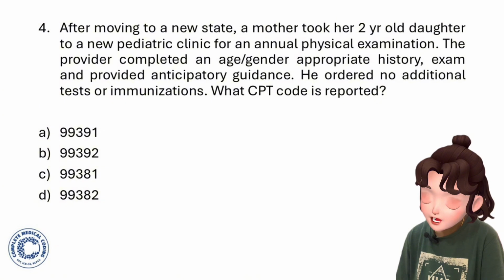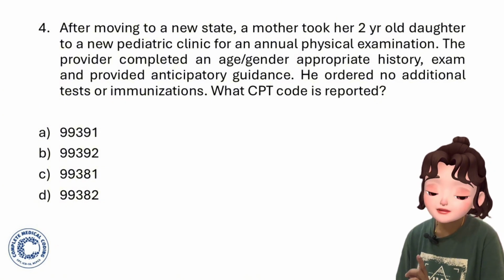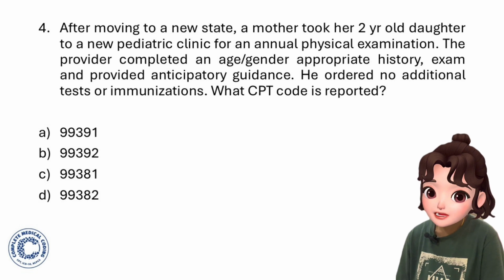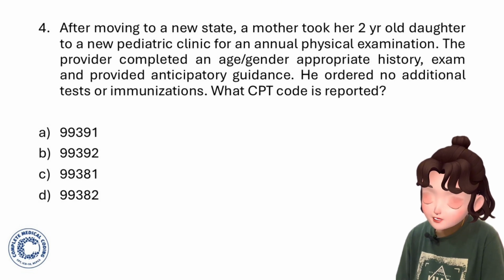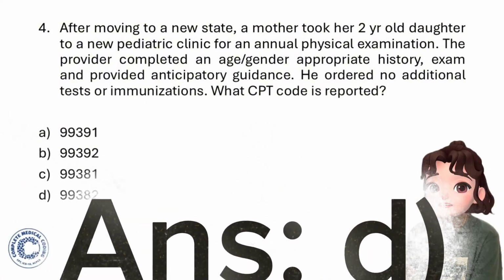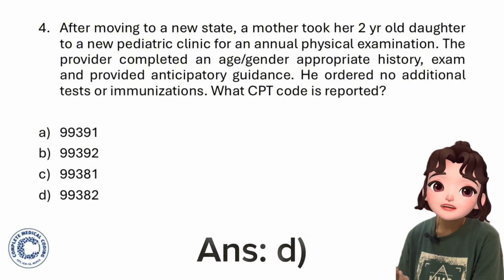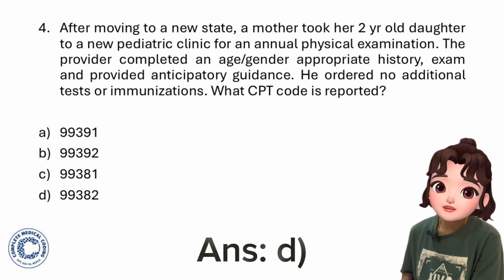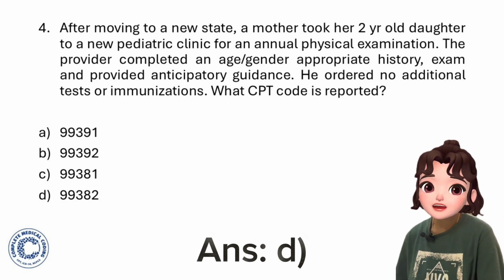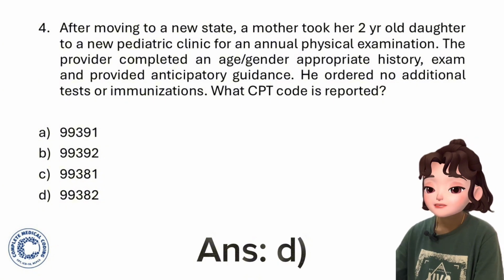New patient, infant, age younger than 1 year. So for age younger than 1 year, you have to code 99381. And for 99382, early childhood, age 1 through 4 years. So from 1 to 4 years, you have to code 99382. Since in the question it is 2 years, 99382 is the code which we need. So the correct answer is option D, 99382.